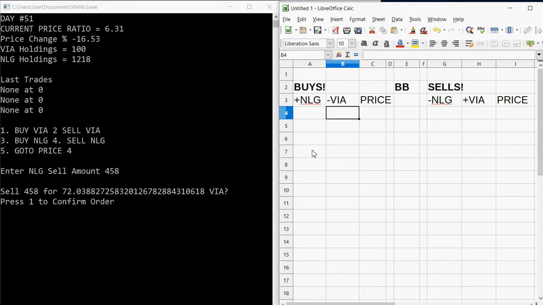I'll just put NLG in here. I don't care if it says a plus because it's all set up this way. 458 and then 72. The price point on this was 6.31. Where do I want to buy back? Well, if it goes back over, say, 9.55, I'll look to make the next trade.